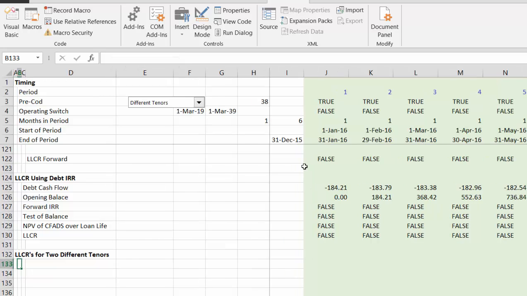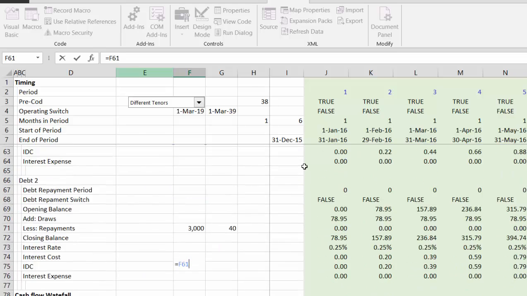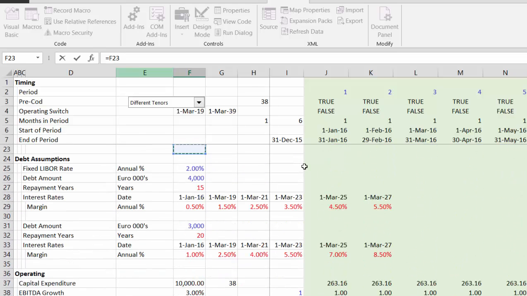And then we can put debt repayment 1. Now, why don't we just use this time, let's put a switch here for once. So this debt repayment 1, let me see, it began at the operating date.